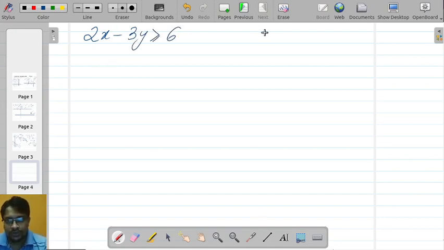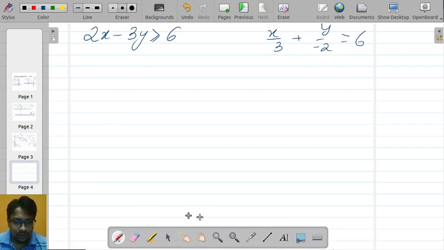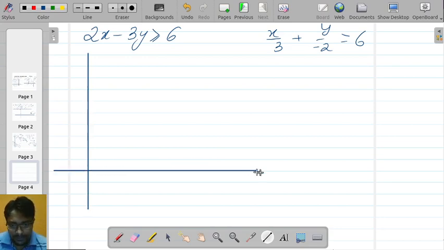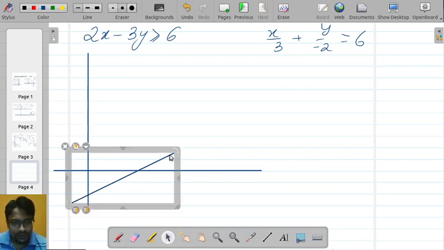So how will I plot it? First I will plot the graph of x by 3 plus y by minus 2 is equal to 6. Let us plot this. I am doing it in a rough way. x by 3 and y by minus 2. So y is somewhere here, and x is somewhere here, say. So say this is the graph. Let me just increase its size.